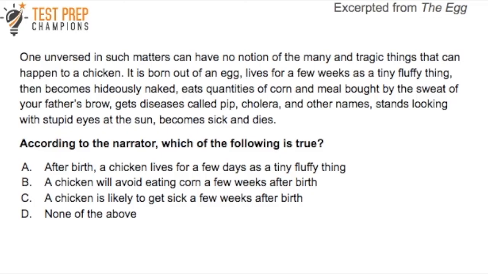One unversed in such matters can have no notion of the many and tragic things that can happen to a chicken.